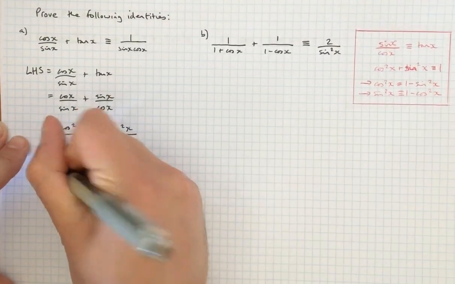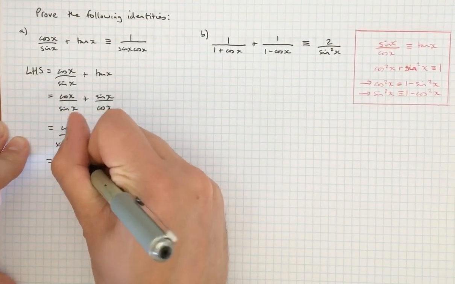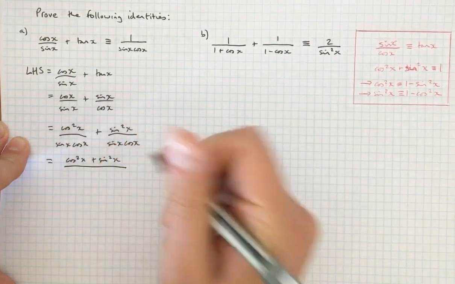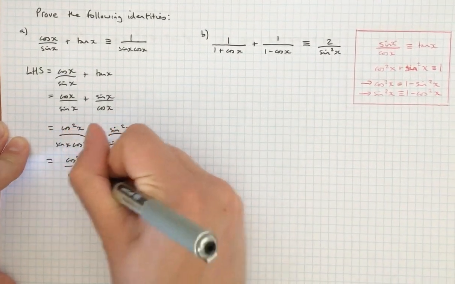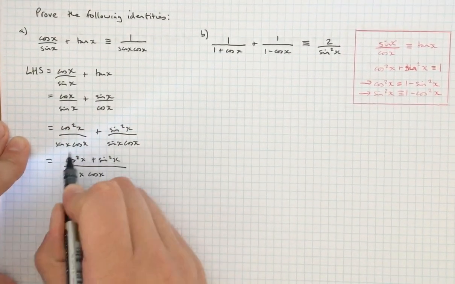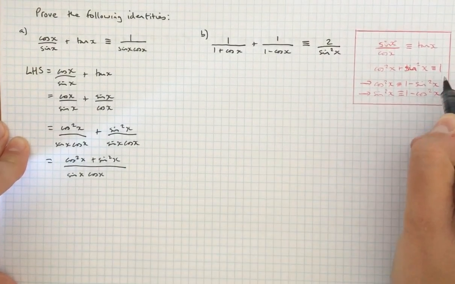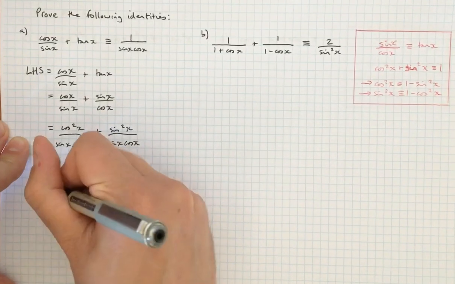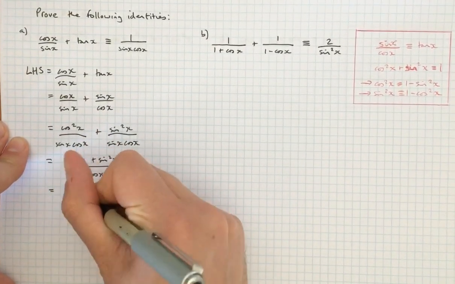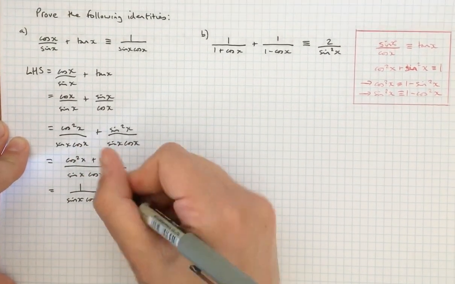Okay, so now I've got a common denominator. I can combine those two fractions and get cos squared x plus sine squared x all over our common denominator, which is sine x cos x. Now this numerator here, cos squared x plus sine squared x, should be looking familiar. We know no matter what the value of x is, it's equal to 1. So I can now replace that numerator with 1 and get 1 over sine x cos x. And we've done.